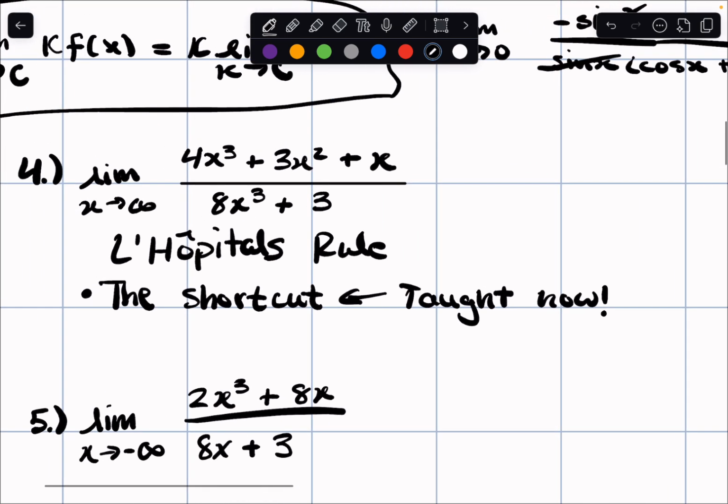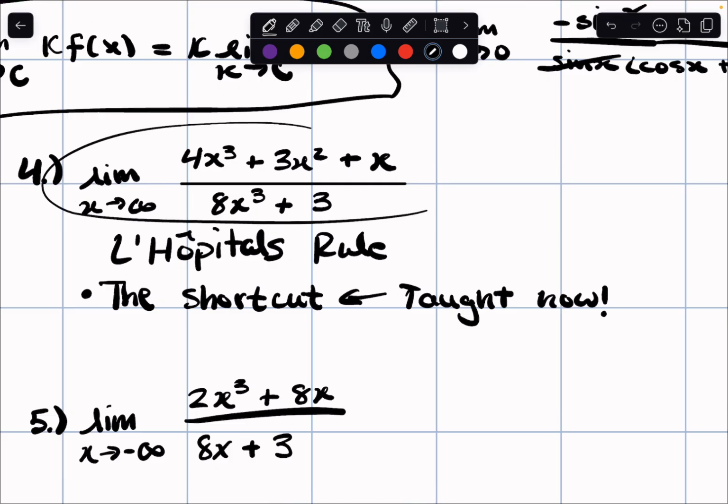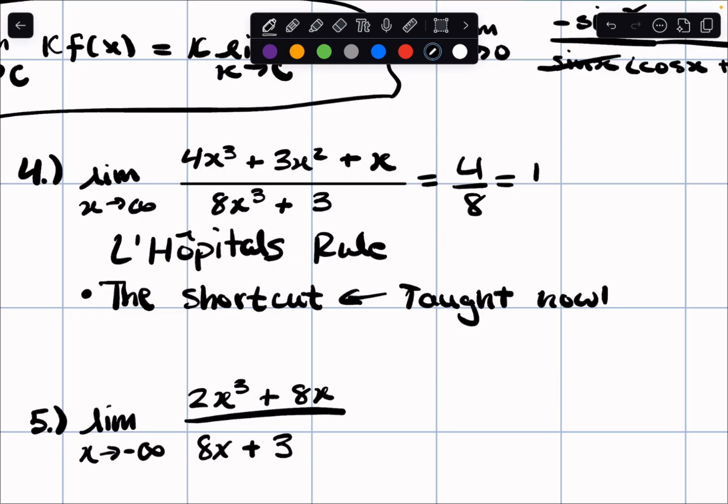Okay? So whenever we have an infinity, any type of infinity, negative infinity, positive infinity right here, in order to find this limit, we'll take the ratio of both leading coefficients. And in order to do that, the leading exponent must be the same. So we see we have a cubed here and a cubed here, so you can take the ratio of them. So this is equal to 4 divided by 8, which is also equal to 1/2. So that will do it as well.